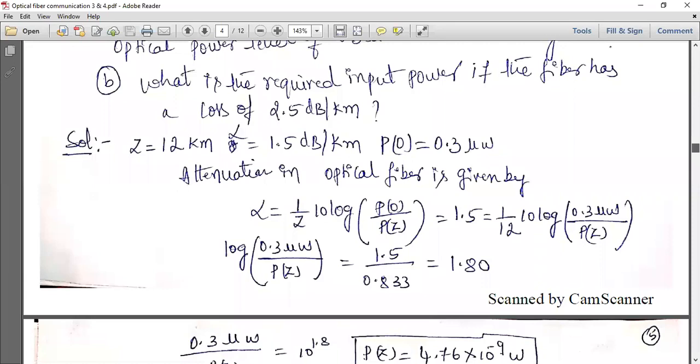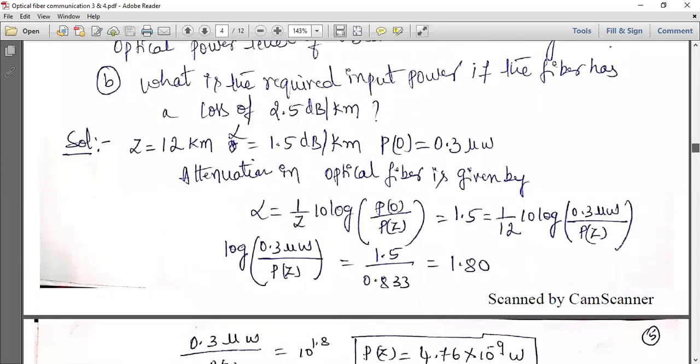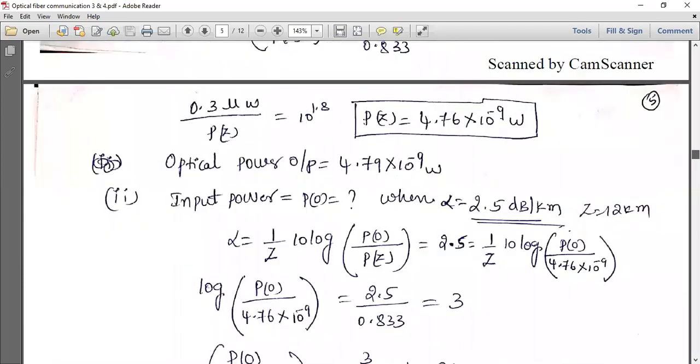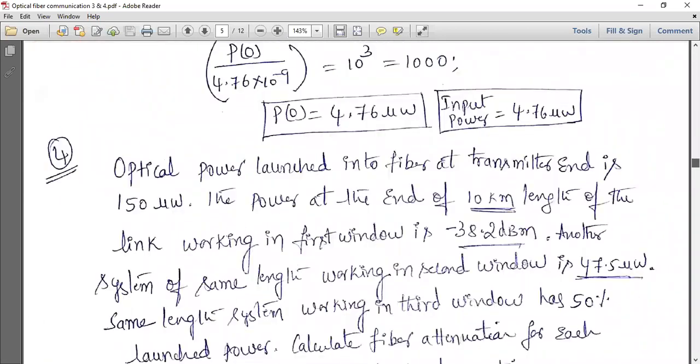Alpha is given, just substitute, and we'll end up with P of Z equal to 4.76 into 10 raised to minus 9 watt. Okay, so next you have to find P of 0. Since you know P of Z, you have to find P of 0, just by substitution in the same equation. So the last thing is the optical power launched, which I think we'll stop at this point because the session may end. It's nearing the ending time. So if you have any questions now, you can ask.